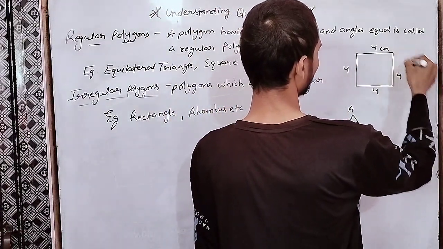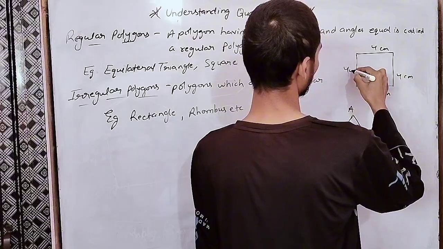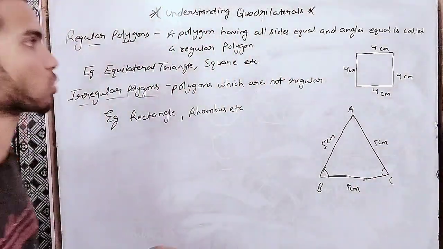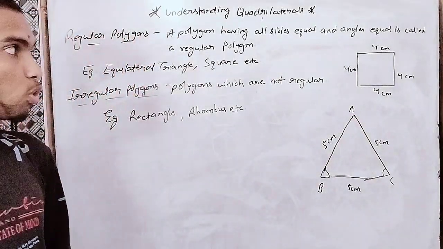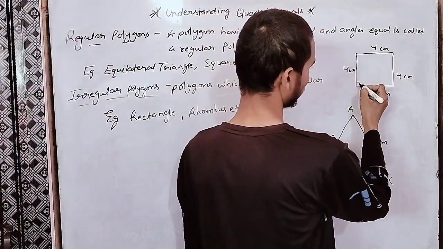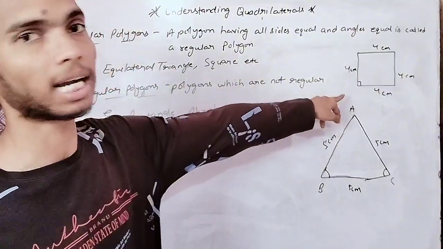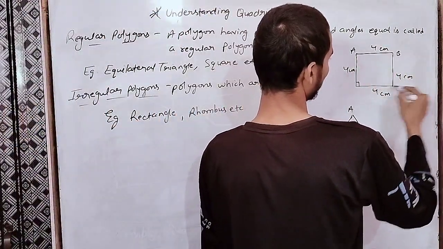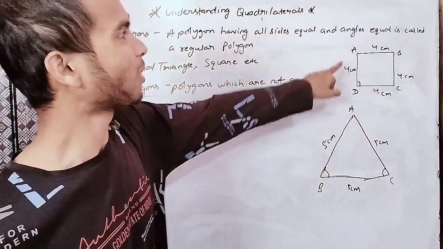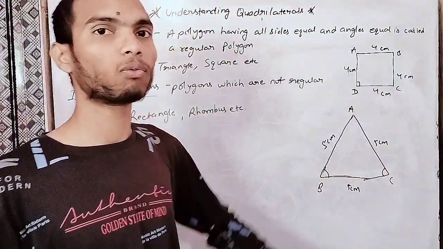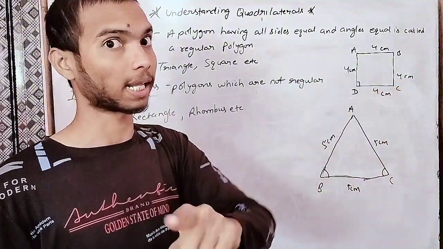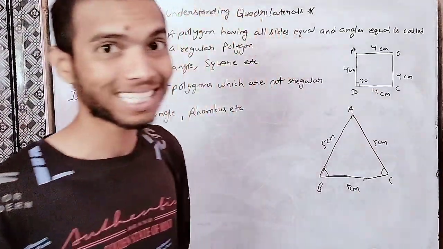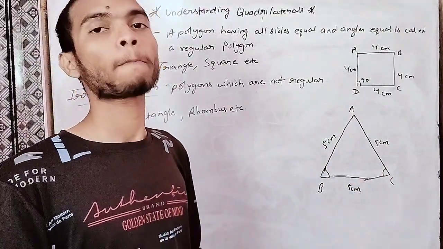Now a square which means 4 centimeter, and 4 centimeter. All sides are equal in a square of this diagram, and of course the angle is 90 degree. Before that, let me name it. So here you can say the measure of angle ADC is 90 degree. Yes or not? Of course, this is 90 degree.